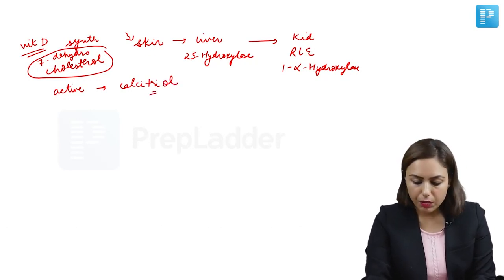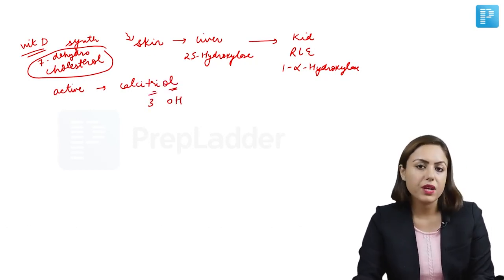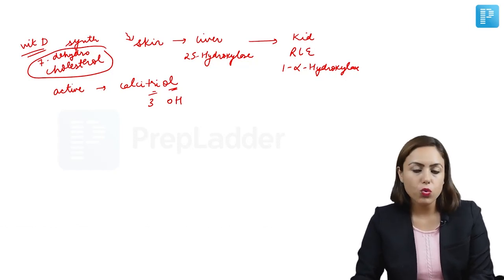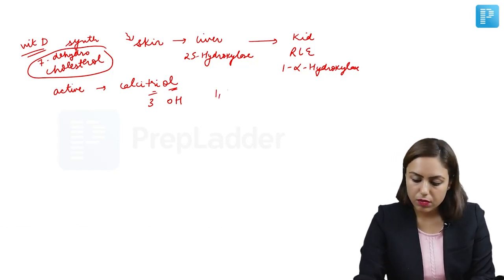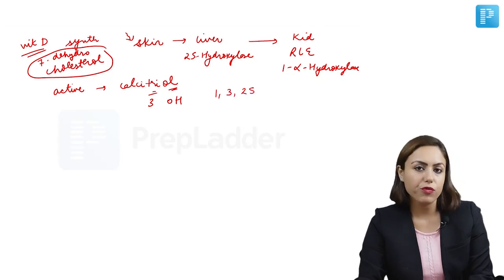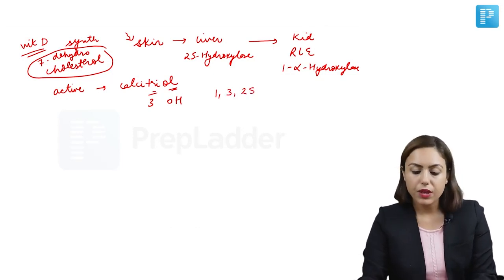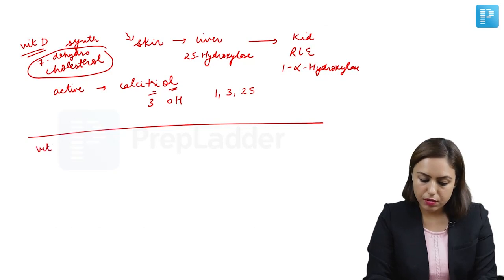And the active moiety of vitamin D is calcitriol. Tri means 3, ol means OH. It has 3 OH groups, and these 3 OH are at position number 1, position number 3 and position number 25 in cholesterol, right?